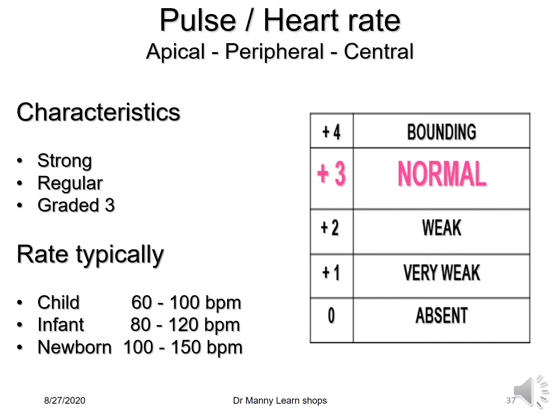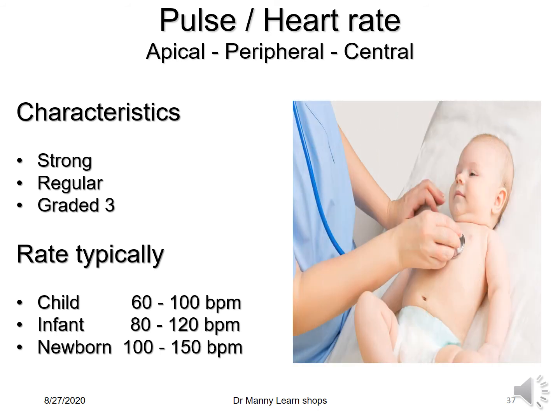Now, the rate of a pulse, typically, in this classification, infant, child, newborn. Newborn, 100 to 150. Infant, 80 to 120. Child, 60 to 100, same as an adult. Apical pulse, typically fifth intercostal space in the mid-clavicular line.